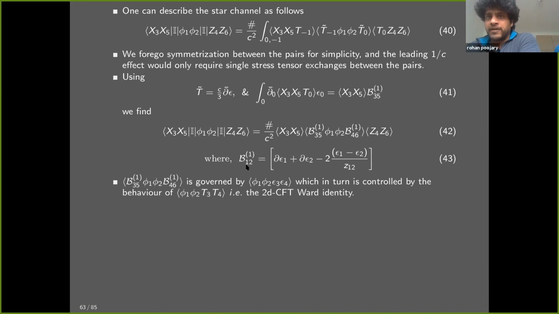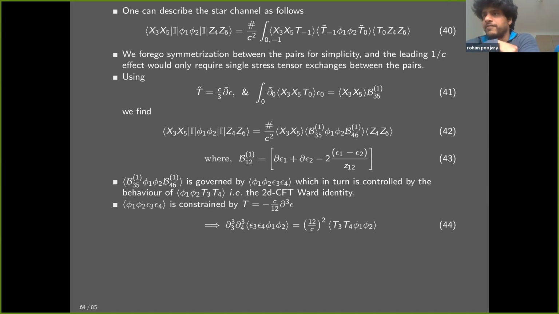Now, the 4-point function, like b55b, is basically governed by the 4-point function phi 1, phi 2, epsilon 3, epsilon 4, which again is controlled by the behavior of phi 1, phi 2, t3, t4 by this differential equation. So we just need to solve this differential equation. There are other differential equations that come from the relation between t tilde and epsilon, but they will only end up controlling the shadow contribution. So you can neglect them.